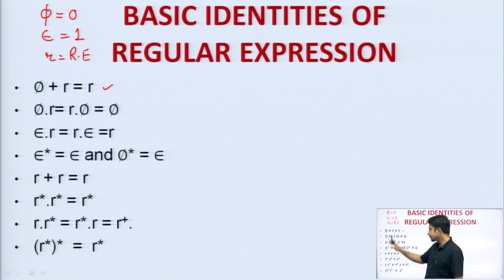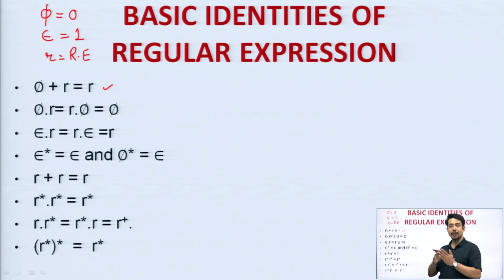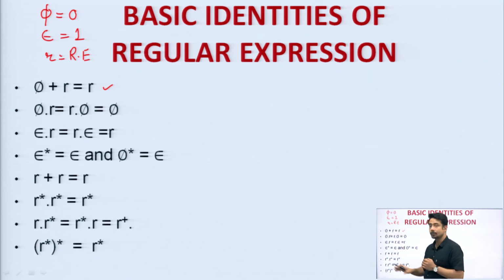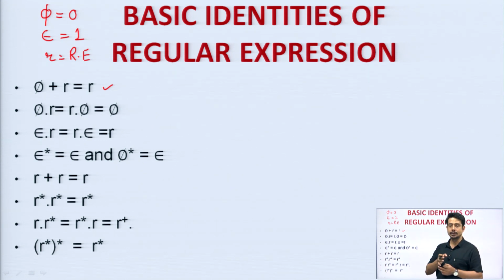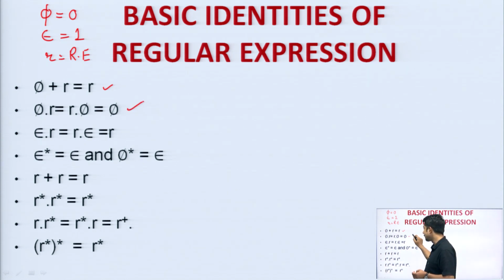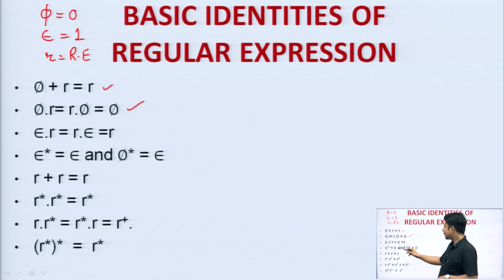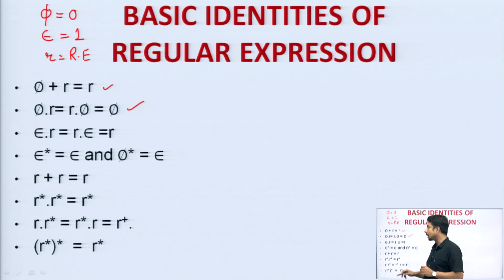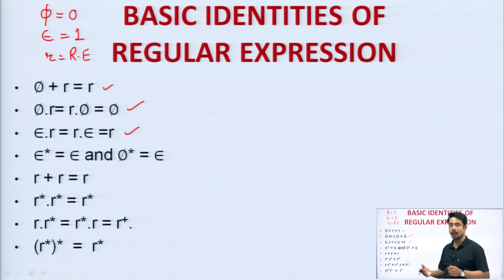If I say r + epsilon, that will be like counting as 1. So I will not write that expression; it will stay as an expression. We cannot solve or optimize that particular part. Next comes phi . r, meaning 0 concatenated with r or r concatenated with 0, which will always result in 0 or phi. Got it? Next, epsilon concatenated with r, or r concatenated with epsilon, will always give you r, like 1 . r = r.